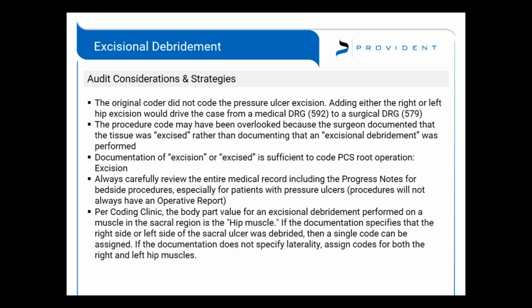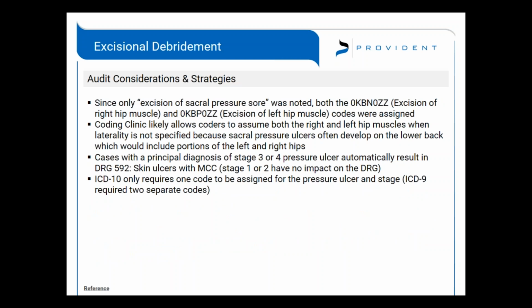Also, interesting, in a recent Coding Clinic, if the patient has a sacral ulcer, then ICD-10 actually assumes that you code both left and right, bilateral, for just a sacral region ulcer. That's interesting because sacral ulcers are on the lower back and can be on the left and right side, so it makes sense that ICD-10 would assume that a sacral ulcer would be both left and right. The guidance actually is to code left and right hip muscles.